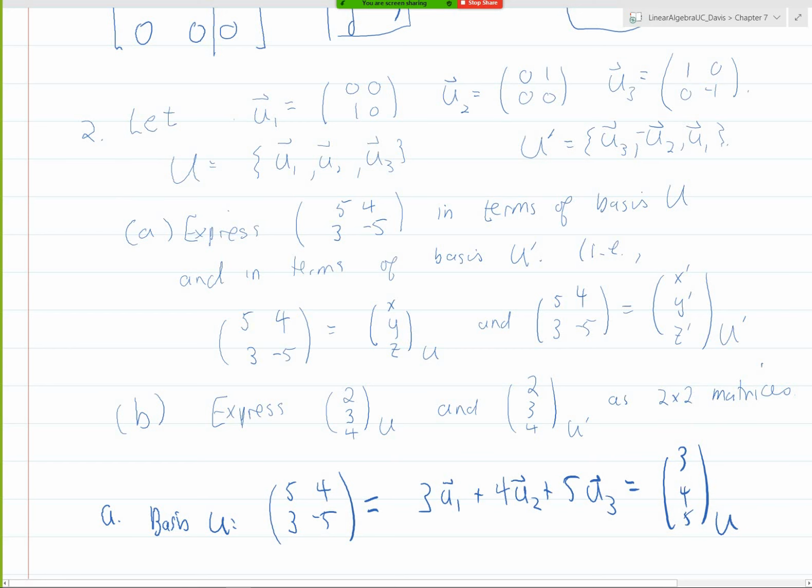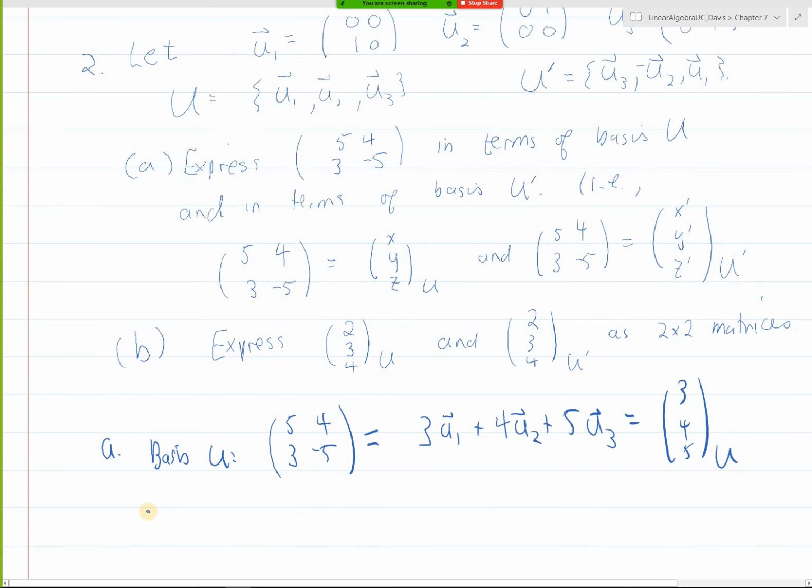Okay, and then in U prime, since U2 is negative, and that was where we got the 4 from, that would be negative. So 3 U1 minus 4 U2 plus 5 U3. Well, it's actually, you should say minus 4 times minus U2. Right.